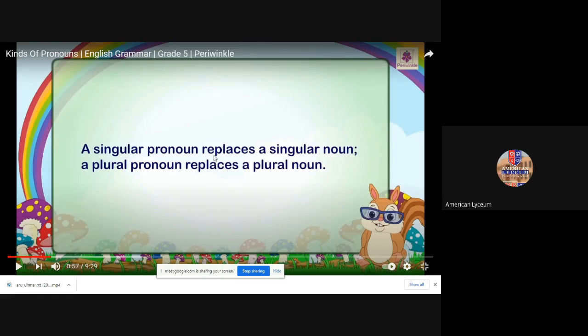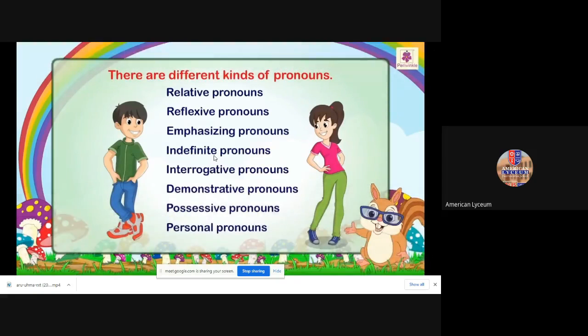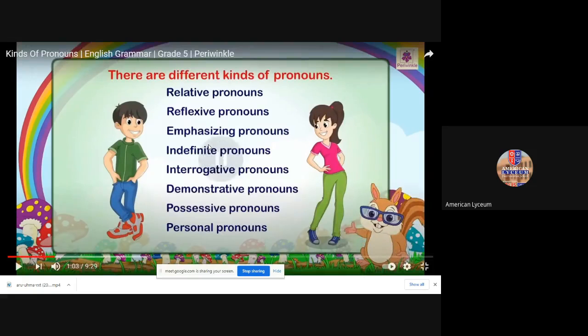Okay? There are different kinds of pronouns. So today we will discuss all these kinds of pronouns, okay? So what are these kinds? Relative pronouns, reflexive pronouns, emphasizing pronouns, indefinite pronouns, interrogative, demonstrative, possessive, and personal. First, we study relative pronouns.